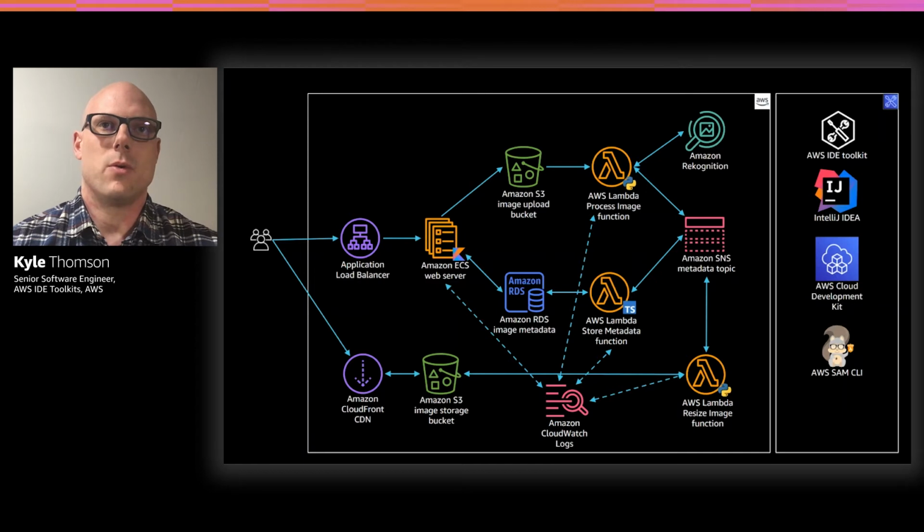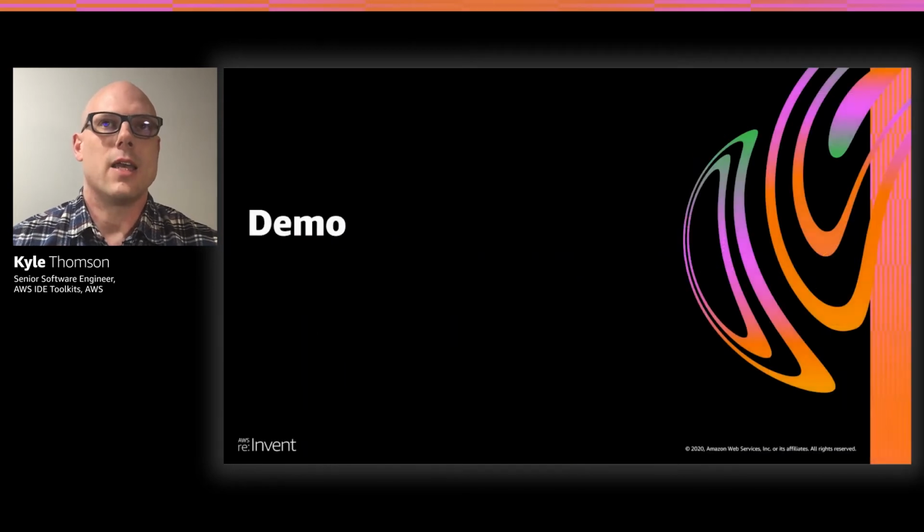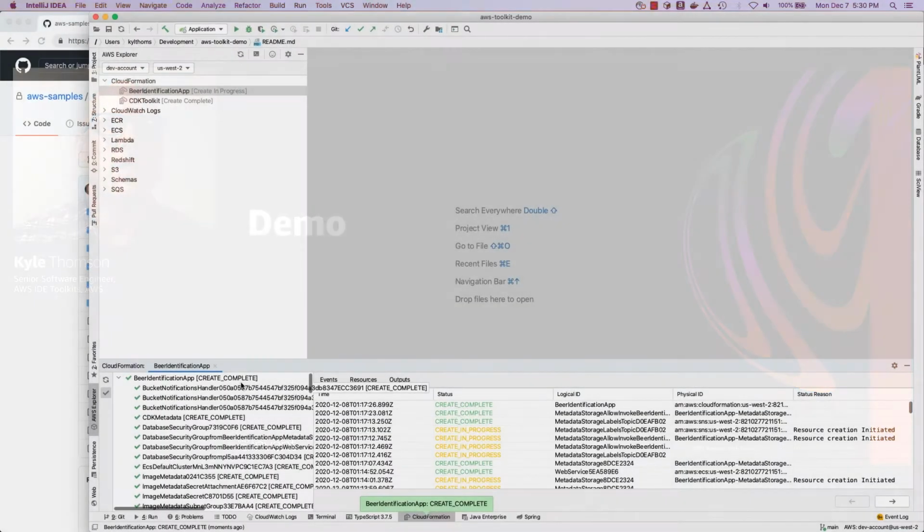We have the AWS SAM CLI, which we're going to use to debug Lambdas locally. And then we are storing our source on GitHub. So let's dive back into the IDE and see where things stand.